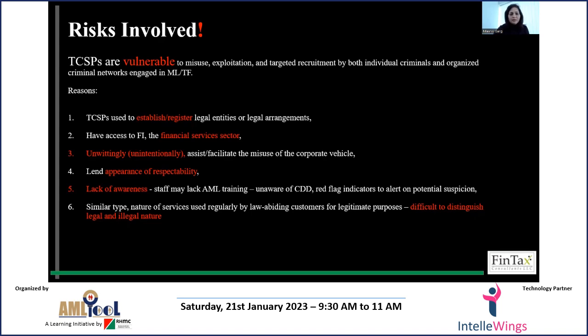Then they or their staff may lack some AML awareness on the risk mitigation and what the red flags, indicators and possible suspicions are. Also, it may be difficult to distinguish between the legal and the illegal nature of transactions unless they do a complete customer due diligence and all. So these are the primary reasons why TCSP needs to be on alert.